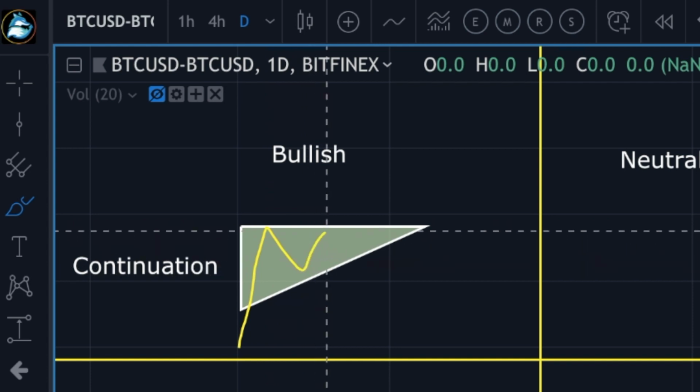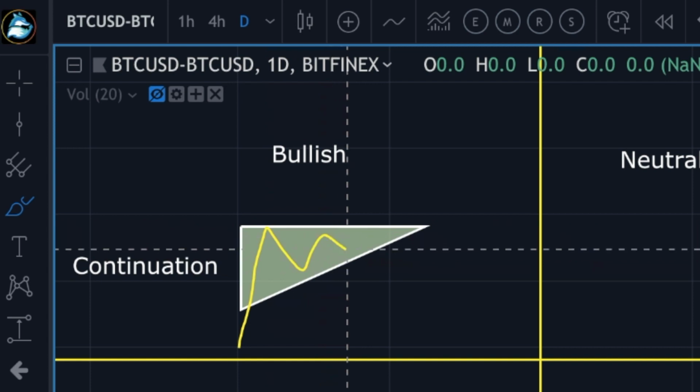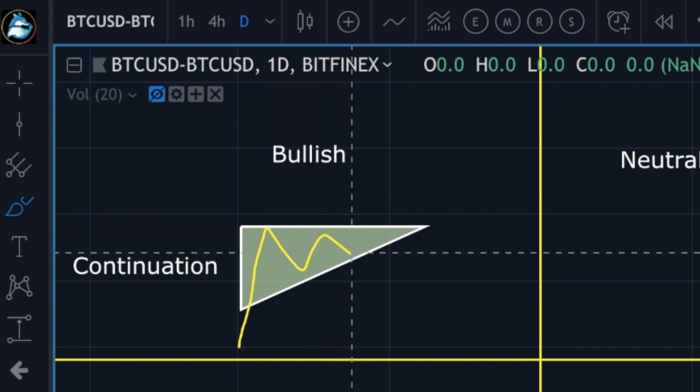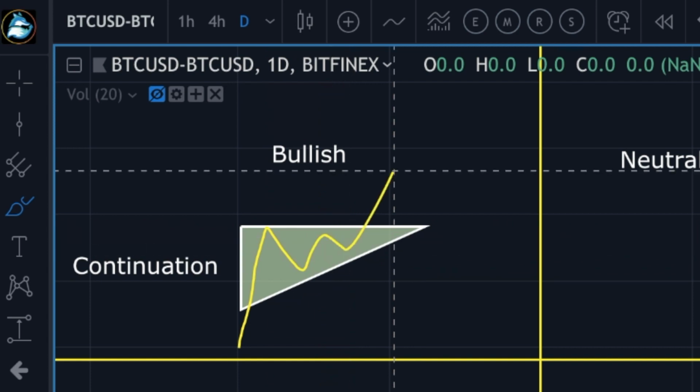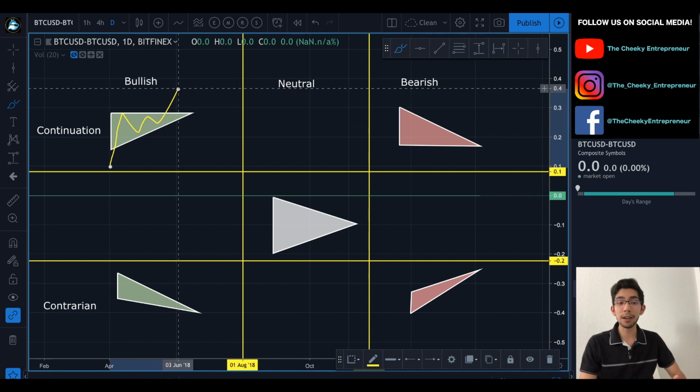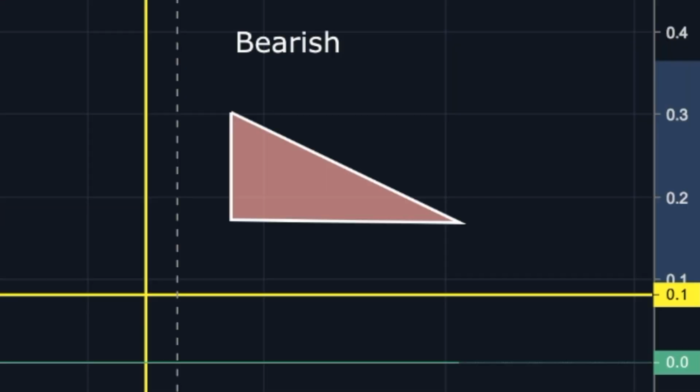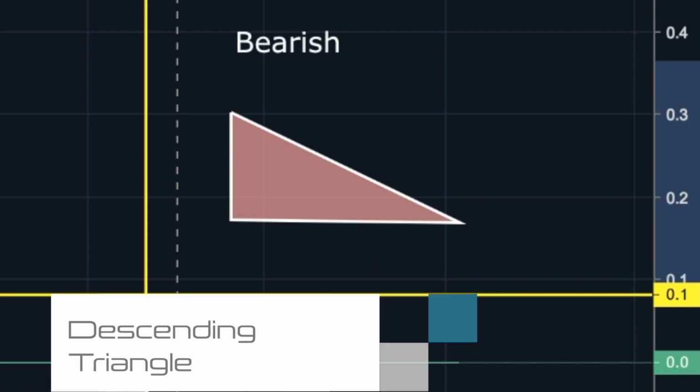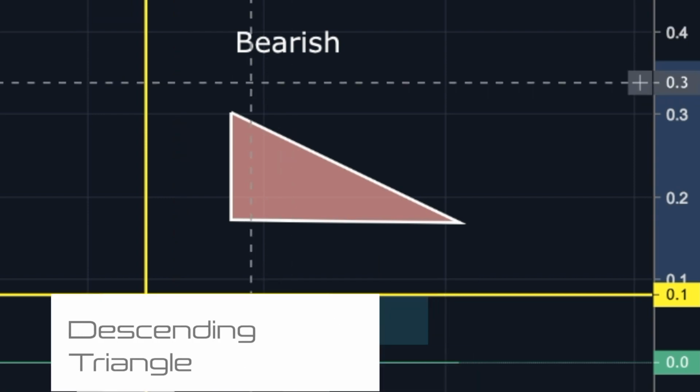Then you meet that resistance again, go back down, but again there's more pressure, and finally the price breaks up to the upside. This is usually a continuation pattern, although you can also find that whenever you have a bear trend, you can start forming this pattern to the upside. Similar to the ascending triangle, you have the descending triangle, which is basically the same, just to the downside.